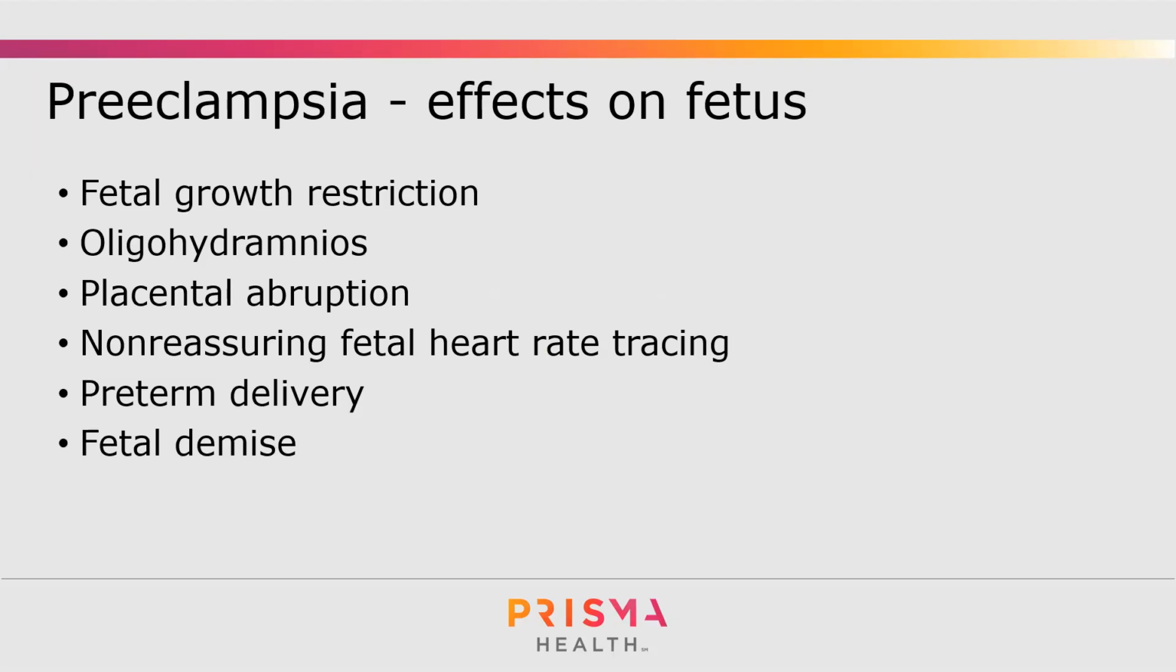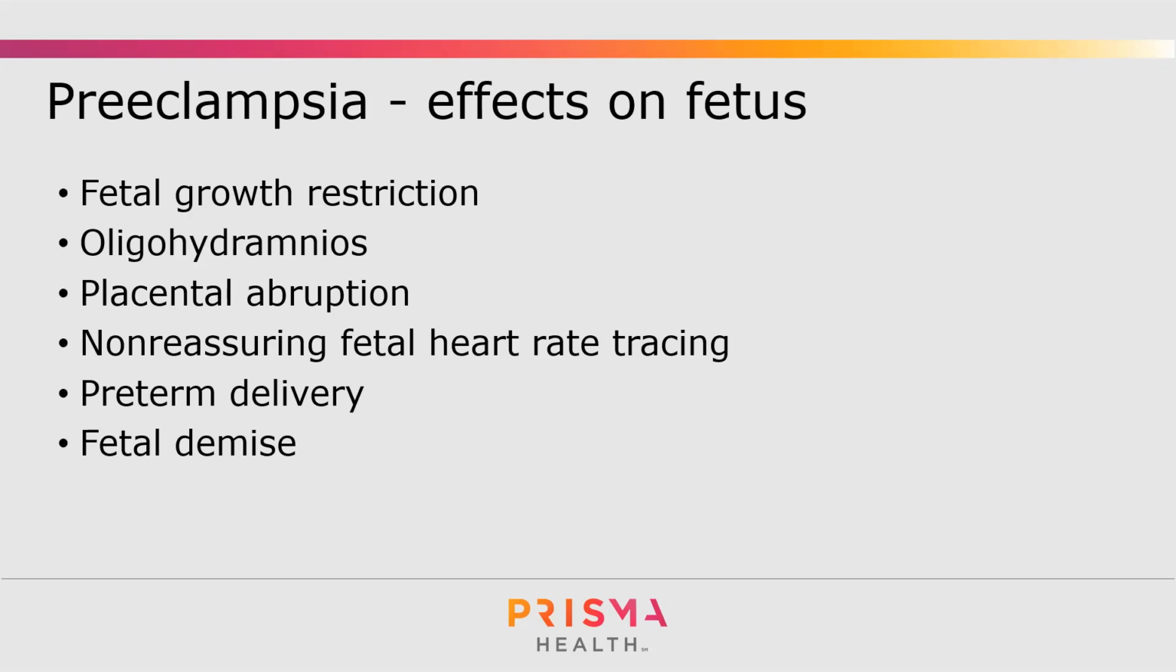So we've talked about maternal effects a lot here. What are the effects on the fetus? So the effects on the fetus are generally associated with uteroplacental insufficiency, or basically lack of blood flow through the placenta to the fetus. And this all has to do with what's called vasospasm. It's one of the things that we always talk about with preeclampsia. There is an inflammatory response to preeclampsia, and one of the parts of the response is vasospasm.